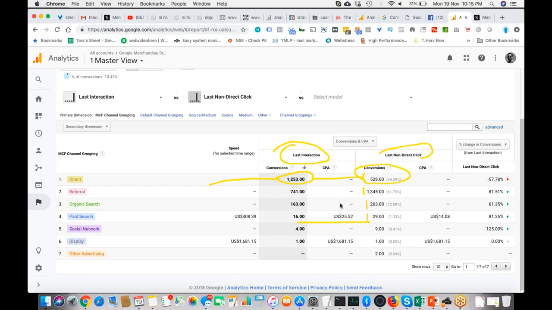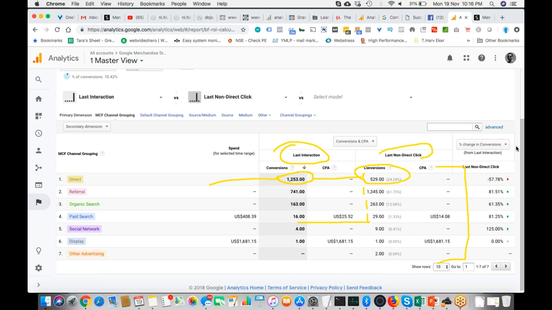Are you seeing a difference? Why is there a difference? Because these conversions took place when you are not giving the attribution, the credit of this conversion, to the direct channel. If the user was on the website once again, and in the previous, earlier visits, this user used a different channel like email, referral, etc. Okay, so that is the difference. Are you seeing the difference over here? Are we clear with this?